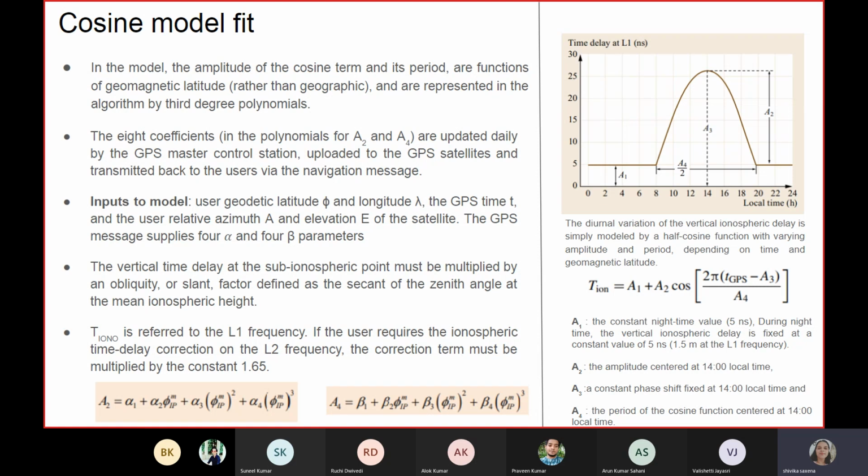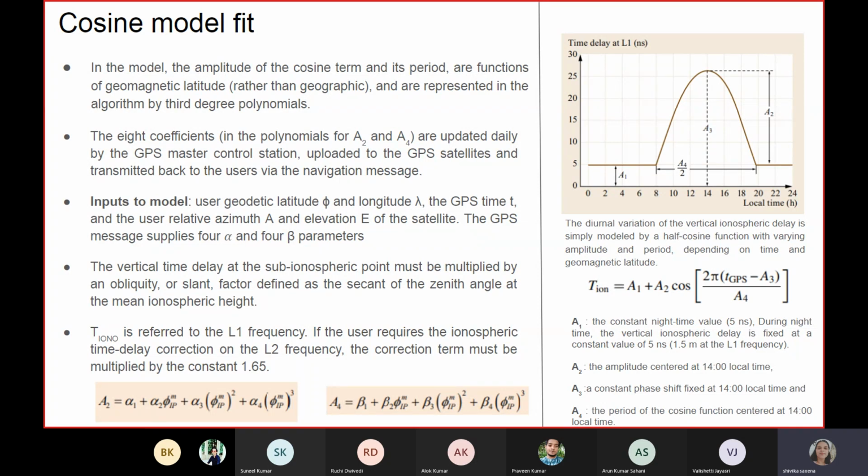So what are the inputs to the model? Geodetic latitude phi, longitude lambda, GPS time t, and azimuth and elevation of the satellite angles. The vertical time delay at the sub-ionospheric point must be multiplied by an obliquity or slant factor defined as the secant of the zenith angle at the mean ionospheric height. We will see this in a later slide.